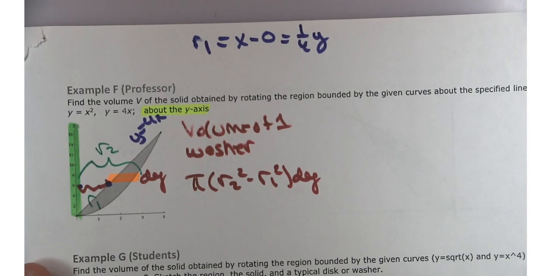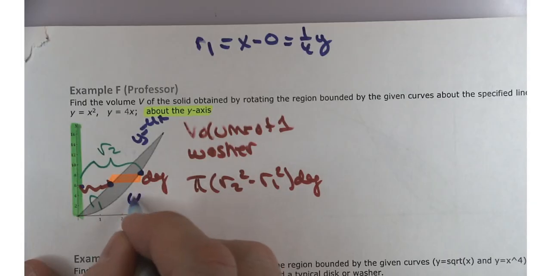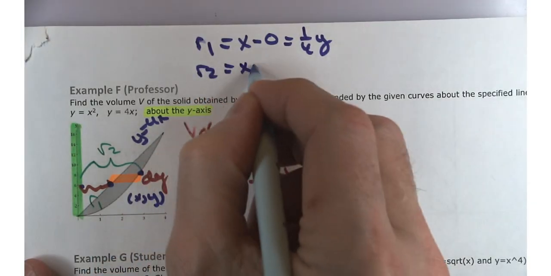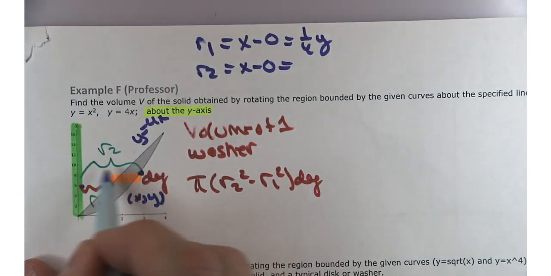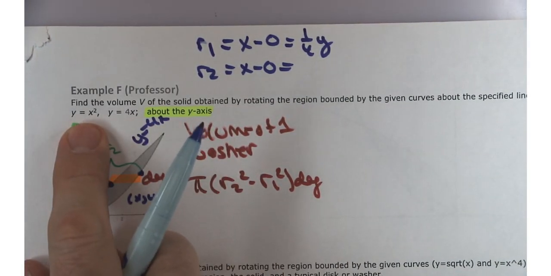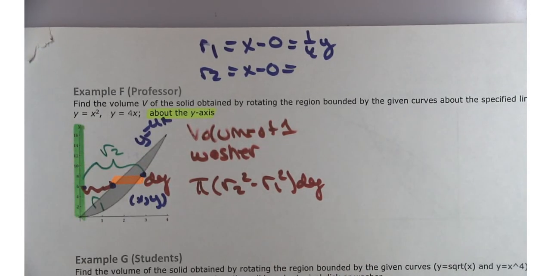I'm going to do the same thing for this one. Call this a general point, call it x and y. R2 is again going to be x minus 0. This time I've got a different expression here. I'm going to solve this one for x in terms of y. So what's that going to look like?